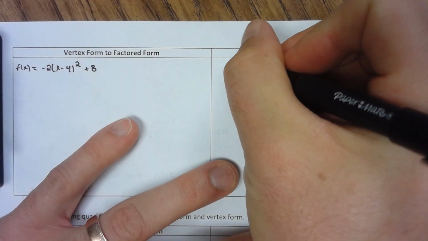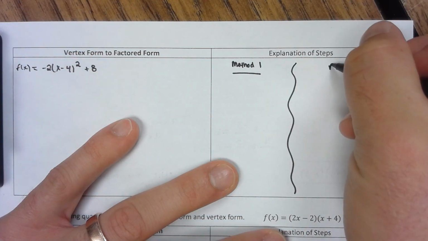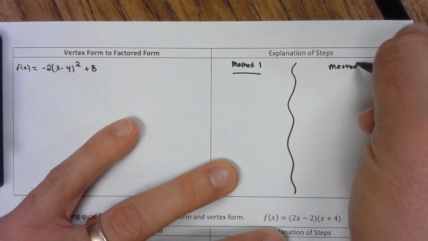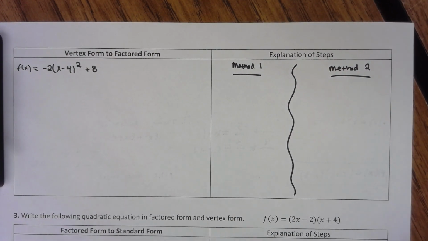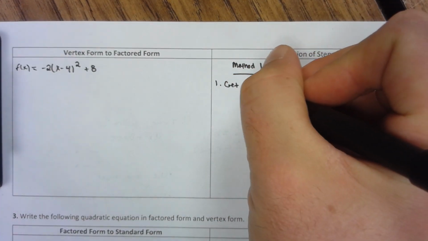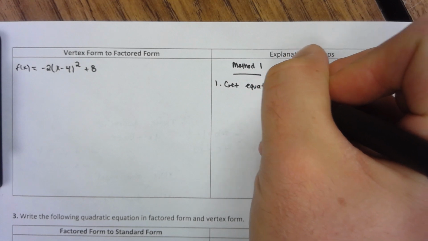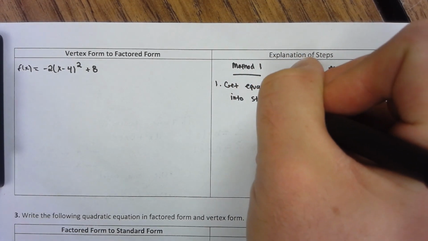So method 1, method 2. Okay, method 1 would be to first get the equation into standard form.